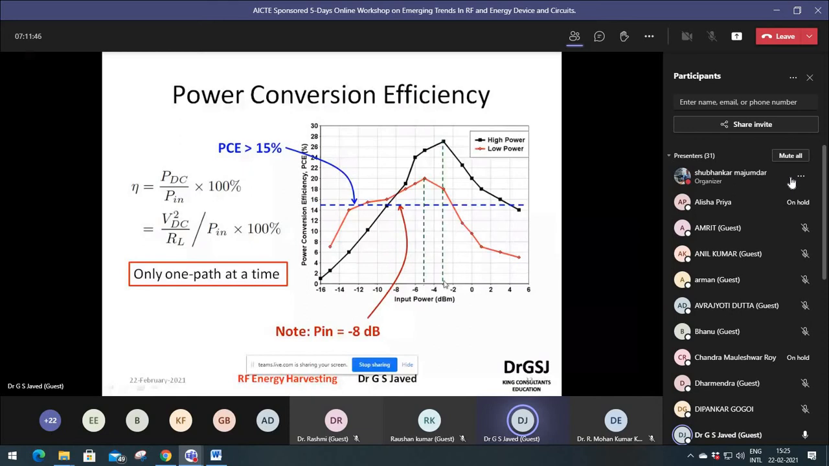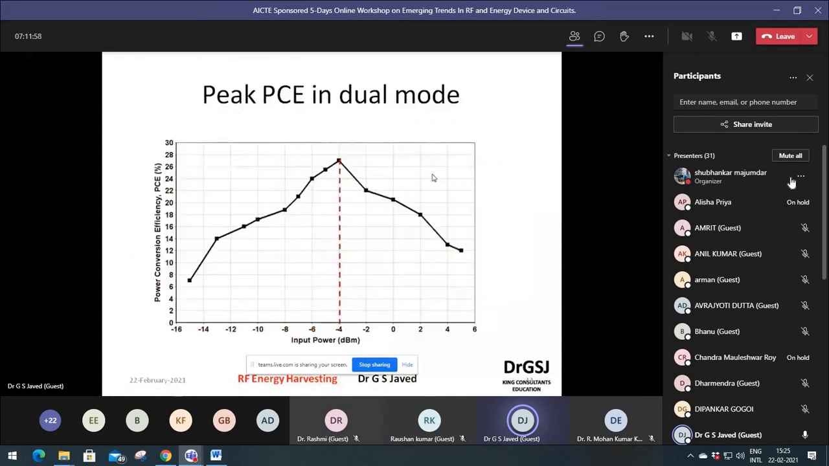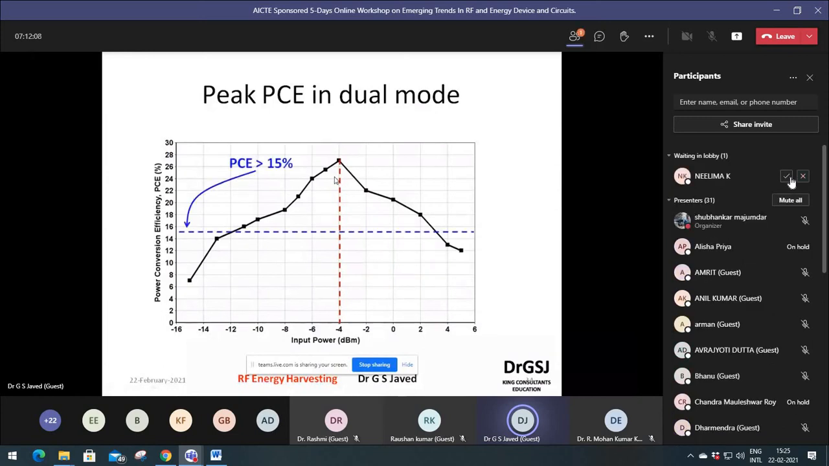So the impact is such that if you turn on the low power path, it impacts the high power path, and some amount of it is pulled back. The peak is pulled back to minus 4 dB. That is, 1 dB of input power is pulled back, and you can reach the maximum power point available here. So this is the peak power conversion efficiency that you receive in the dual mode.